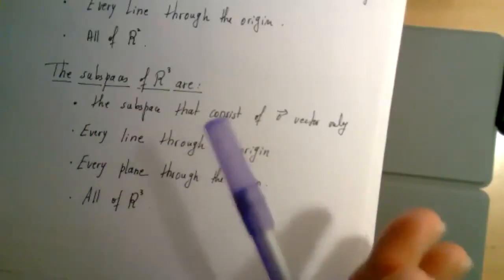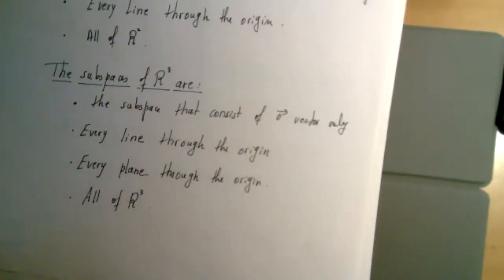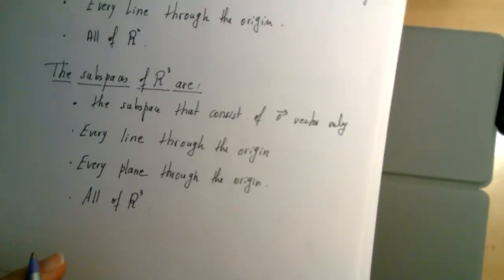Then taking a vector in this plane and stretching it, you will never leave the plane. Take two vectors within this plane and add them, you will never leave the plane as well. So every plane through the origin is a subspace. All of R3 is a subspace. So that's the picture in R3.